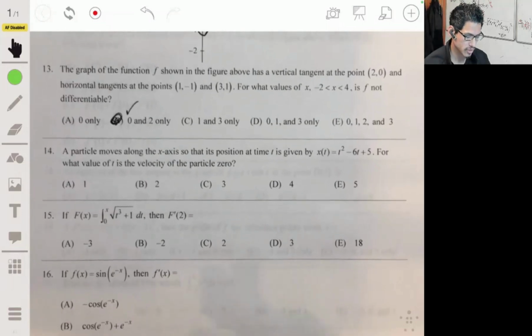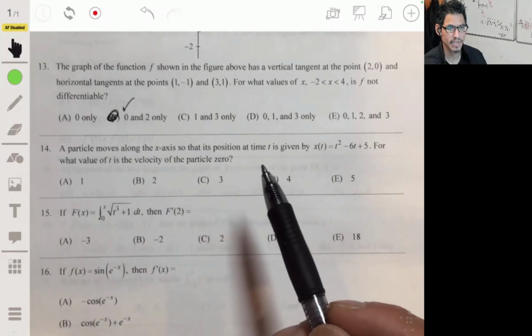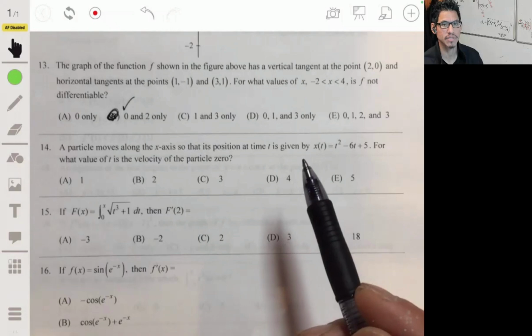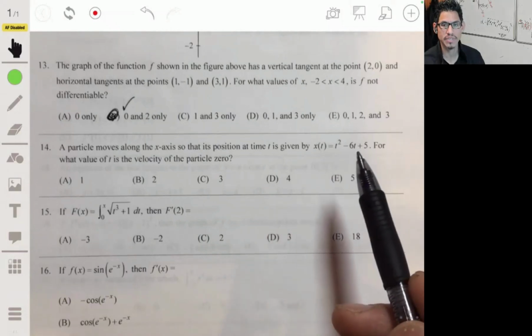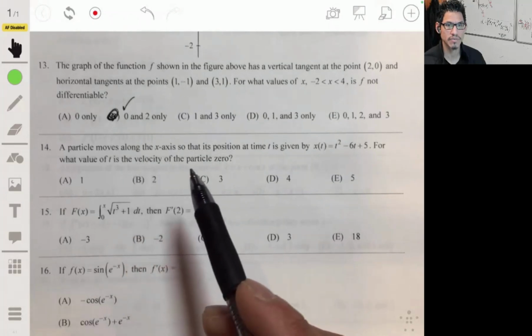All right, problem 14. A particle moves along the x-axis so that its position at time t is given by x of t equals t squared minus 6t plus 5. For what value of t is the velocity of the particle 0?